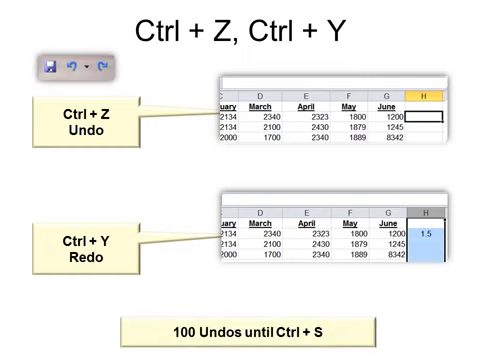So I went back 4. I didn't mean to. I only wanted to go back 3. I used Control Y. You get 100 undos, at least until you hit Control S. And Control S is save. And it's also the same if you have your quick access toolbar. These are the same buttons, the undo and the redo. And you will not see redo until you've used an undo.